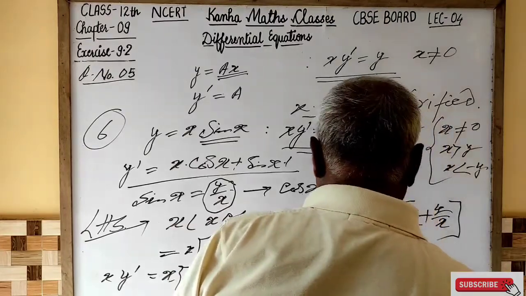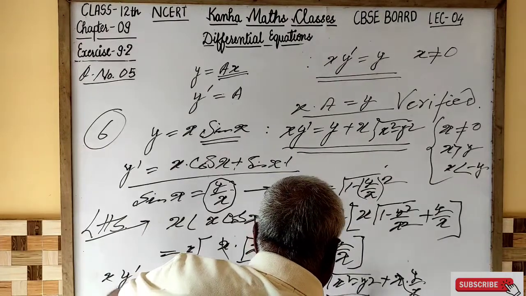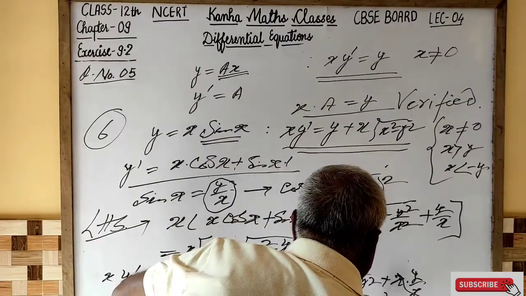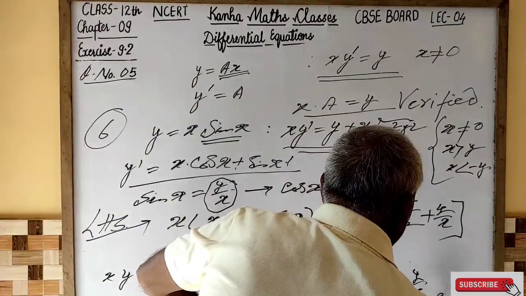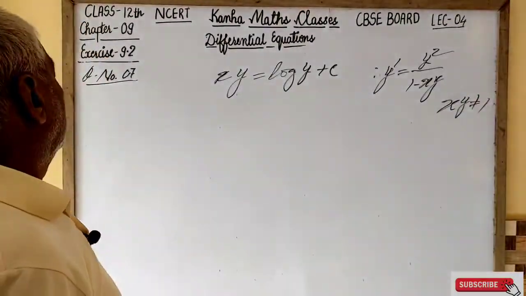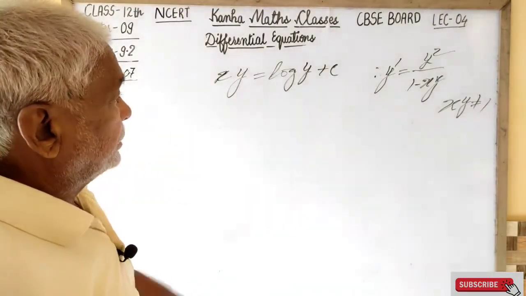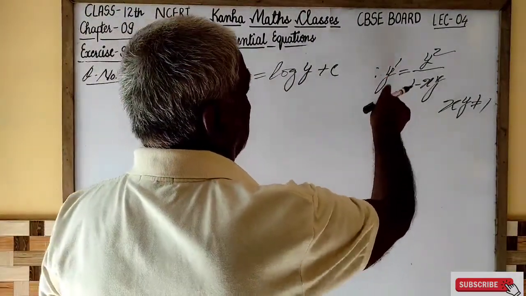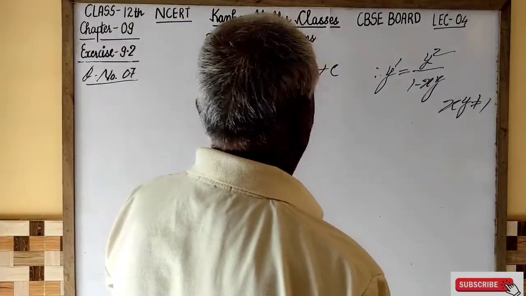X will be cut by this, and the requisite answer will be equal to x under root x square minus y square plus y. X square minus y square plus y is equal to right hand side, as proved. Now in question number 7, we are given xy equal to log y plus c, and we have to verify that it holds good in the differential equation y dash equal to y square upon 1 minus xy, where xy not equal to 1.